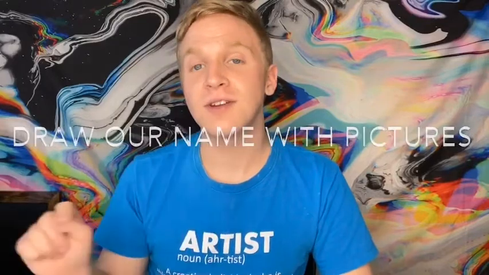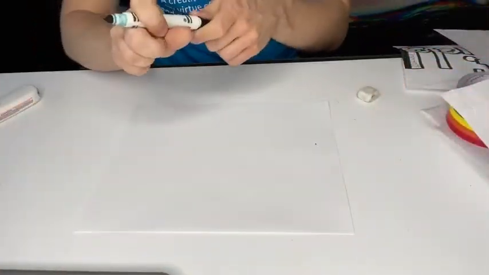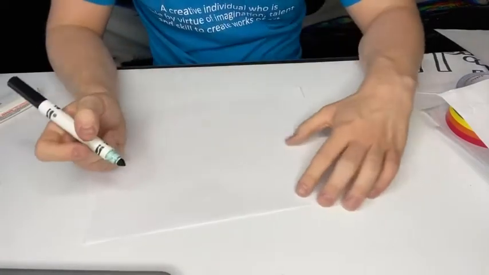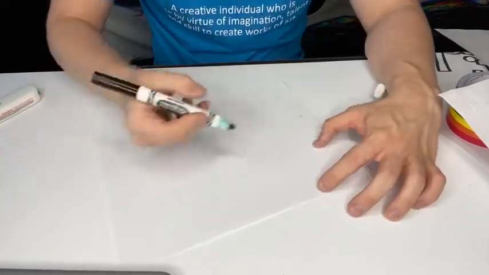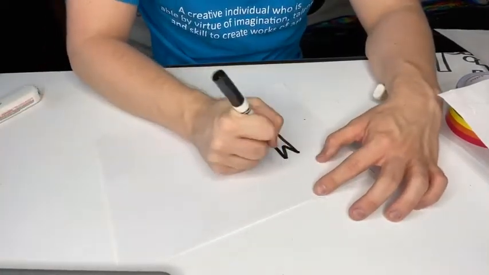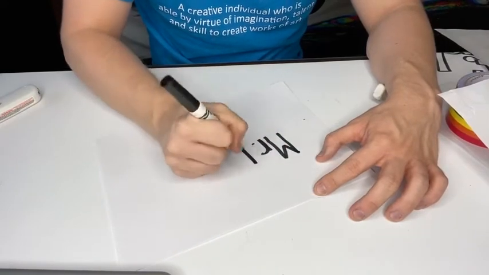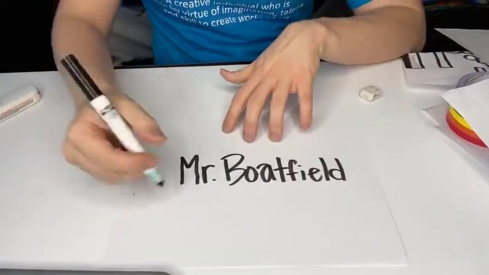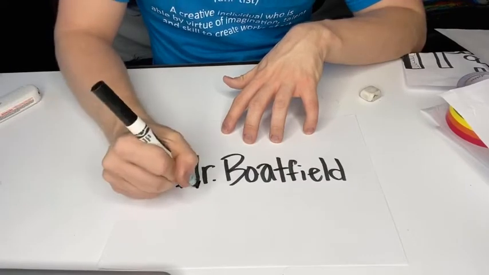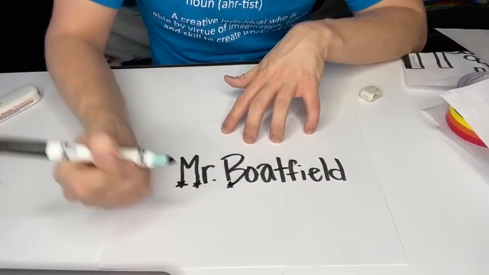So now I'm going to show you what we're going to be doing. We're going to be taking 10 minutes to draw our name and then doing some drawings around it that represent us. All right, the very first thing you want to do is grab a pencil, marker, crayon, whatever you have, and I want you to write your name. I'm going to write Mr. Boatfield because that's what I go by. You can write this however you want. If you want to make it super extra fancy, you can decorate the letters a little bit.